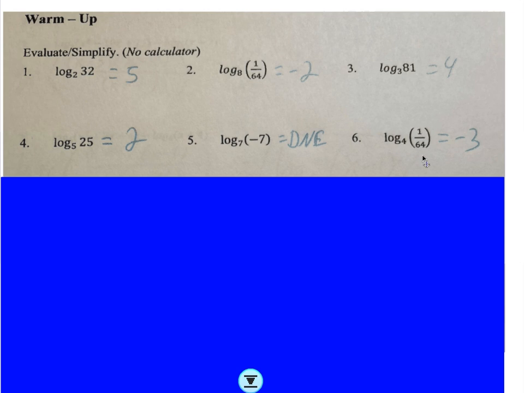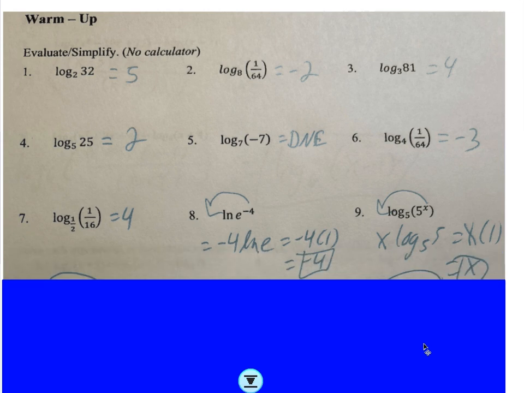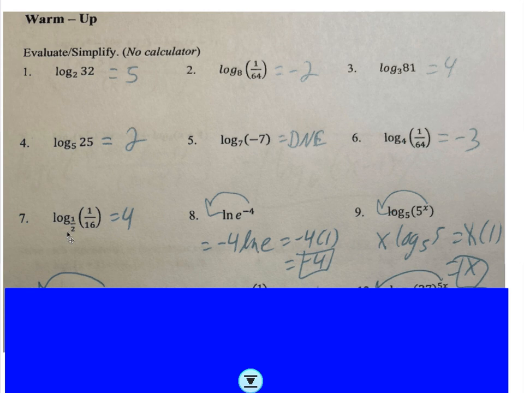Alright, so for this one, log base 4 of 1 over 64. Again, if it were just 64, the answer would be 3 because 4 to the third power is 64. Because this is a fraction, that is why it's negative 3. But take a look at this one. Log base 1/2 of 1 over 16. Here, they're both fractions. This is like the same thing as saying log base 2 of 16 if both of them were flipped upside down.